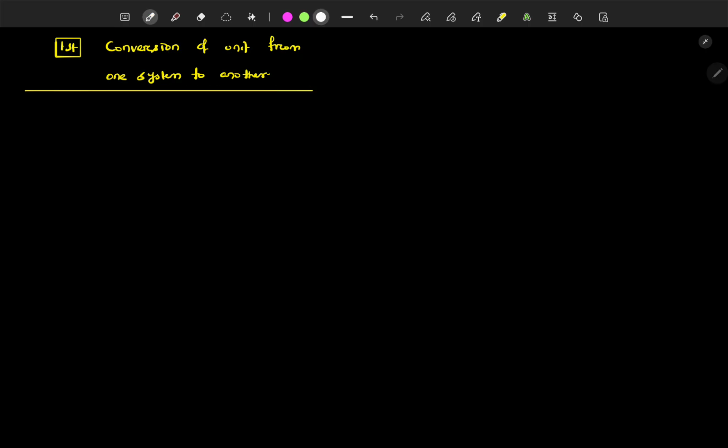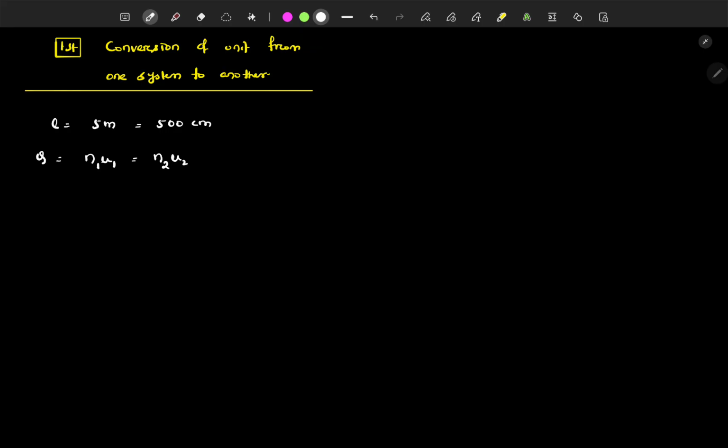Suppose the length of a rod is equal to 5 meter. This 5 meter can be written as 500 centimeter. If you write this physical quantity Q equals N U, 5 is N and meter is the unit U. Exactly 500 centimeter: in 500 centimeter, 500 is the numerical value and centimeter is the unit. So in order to distinguish between these two systems of unit, let's write this as N1 U1, that means the first system unit and the numerical value associated with the first system unit, and this is N2 U2.